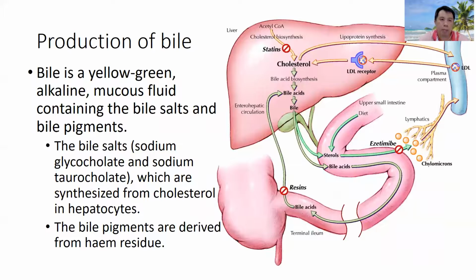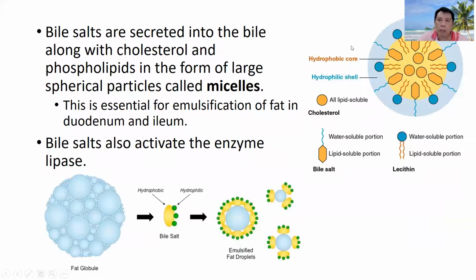All right, so from here you see production of bile. Bile is a yellow-green alkaline fluid containing the bile salts and the bile pigments. The bile salts, sodium glycocholate and sodium taurocholate, are synthesized from cholesterol in hepatocytes. So that means the bile salts are derived from cholesterol in hepatocytes. Then the bile pigments are derived from heme residue. Bile salts are secreted into bile along with cholesterol and phospholipid in the form of large spherical particles called micelles.